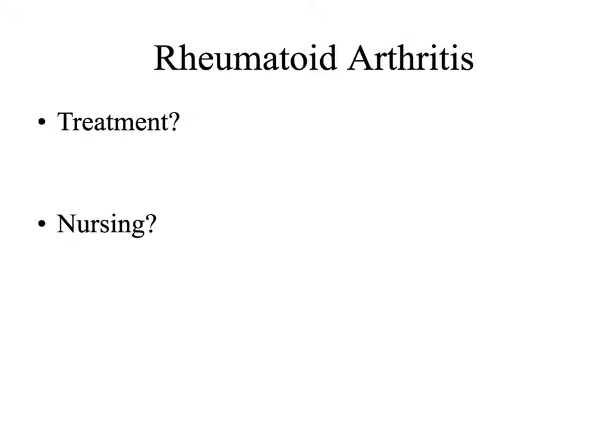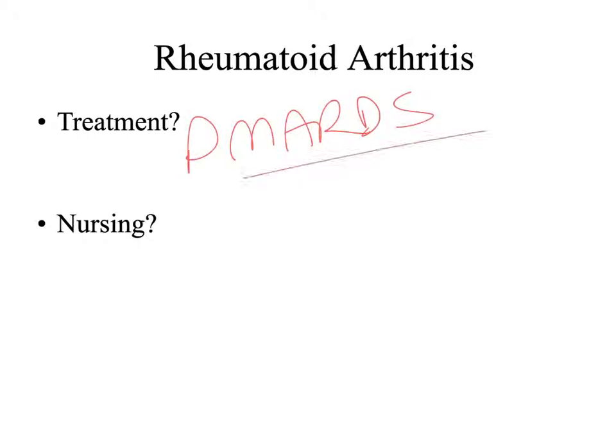There's a drug classification for rheumatoid arthritis. They are known as DMARDs, which stands for disease-modifying anti-rheumatic drugs. DMARDs are typically used in combination with NSAIDs, which is non-steroidal anti-inflammatory meds. So a lot of times they're used together. DMARDs are usually pretty effective. Some of these have pretty significant side effects.